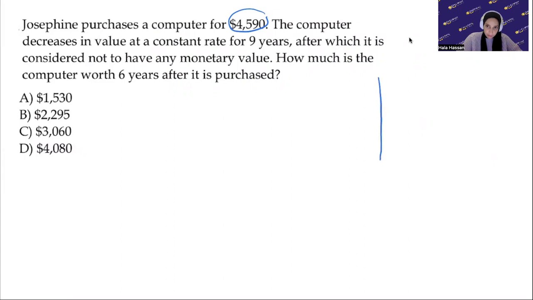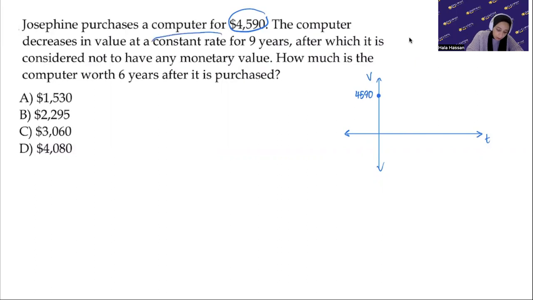So if I were to draw this over here on Y and X axes, this is going to be time and this is going to be value for the value of the computer. Initially she started off over here, the value of her computer, she bought it for 4,590. And then it says that the computer decreases at a constant rate.